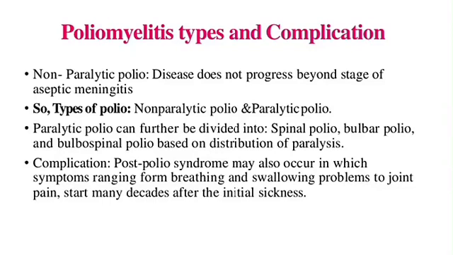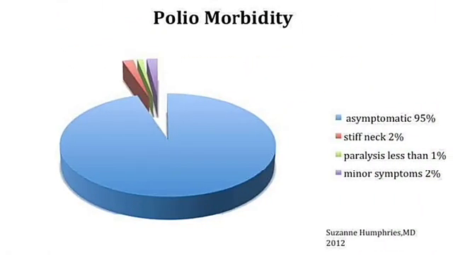Paralytic polio can be further divided into spinal polio, bulbar polio, and bulbospinal polio based on the distribution of paralysis. Here we can look for complications like post-polio syndrome. It may also occur, with symptoms ranging from breathing and swallowing problems to joint pain. They start many decades after the initial sickness. Asymptomatic cases are nearly 95%, stiff neck can occur in 2%, paralysis in less than 1%, and minor symptoms occur in about 2% of polio.